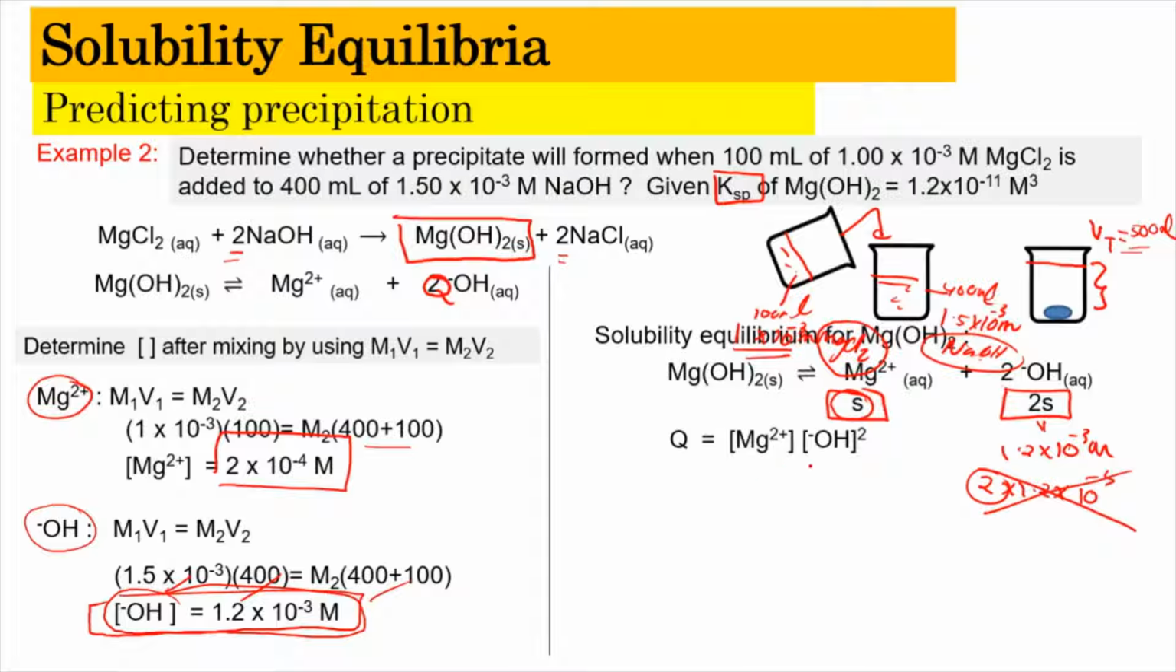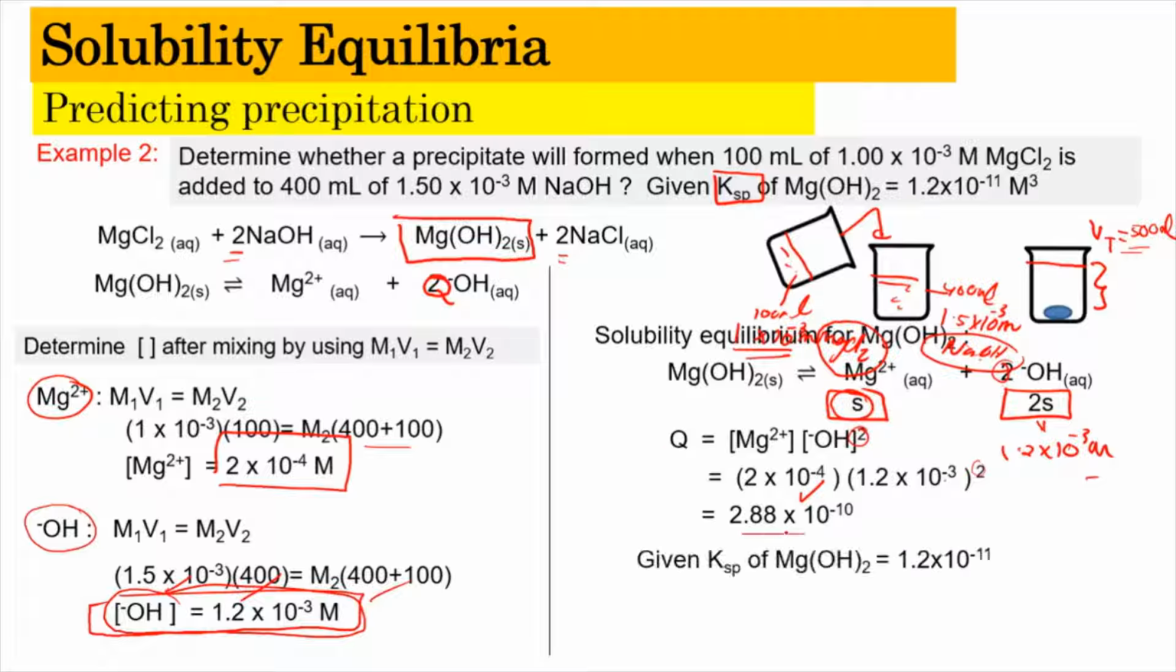Mg2+ multiplied by the hydroxide ion to the power of 2. So the number 2 is still maintained because of the stoichiometry. And then for the concentration of the Mg2+, we're going to substitute 2 times 10 to the power of negative 4. For the hydroxide, we can straight away take it from here, which is 1.2 times 10 to the power of negative 3. And then don't forget to square it. And then once we do the math, we're going to get our Q to be 2.88 times 10 to the power of negative 10.